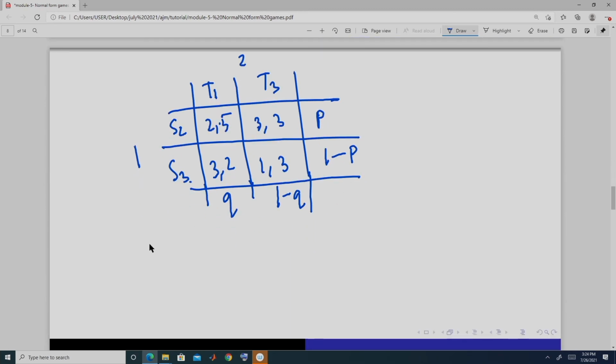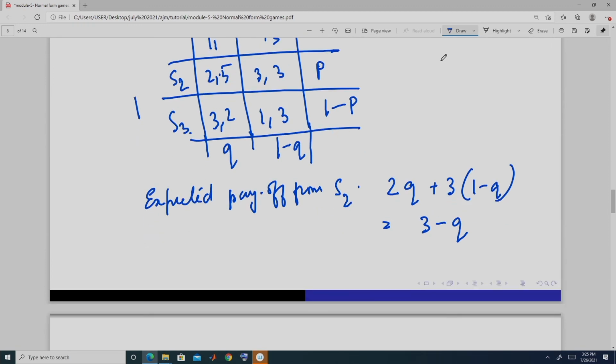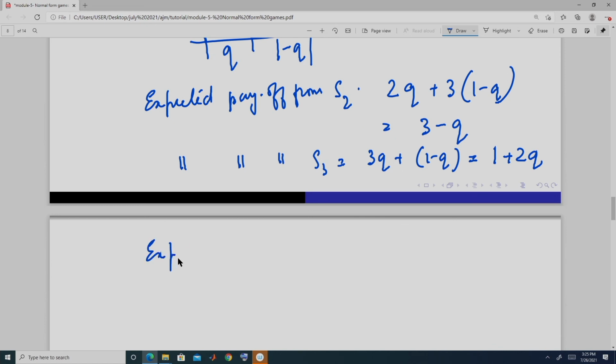Okay. So, the expected payoff from S2 is 2q plus this, so this is equal to 3, this, and again the expected payoff from S3 is 3q plus this, so this is this. Now, if we look at this, this is the expected payoff for player 1.